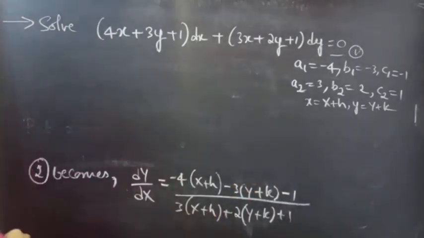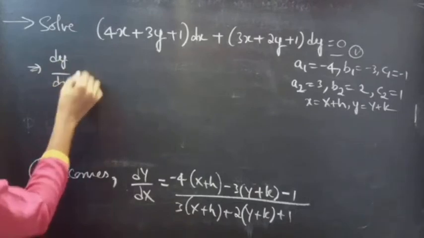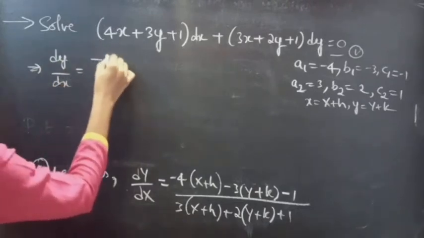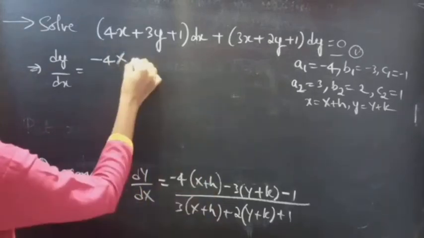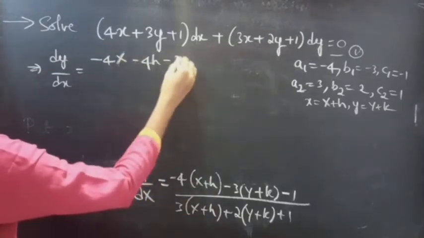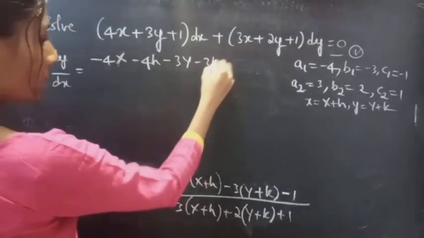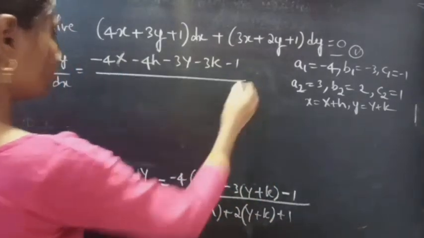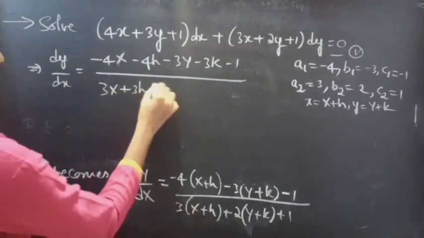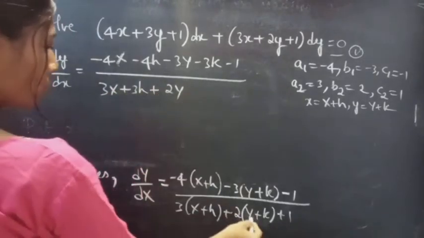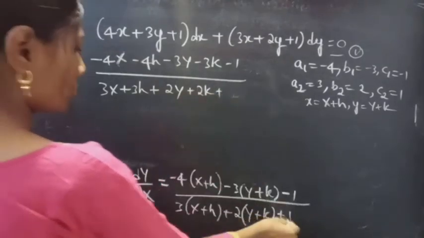Now this equation becomes dy by dx equals minus 4x minus into plus minus 4h, minus 3y minus into plus minus 3k, minus 1, by 3x plus 3h plus 2y, 2y plus 2k plus 1.